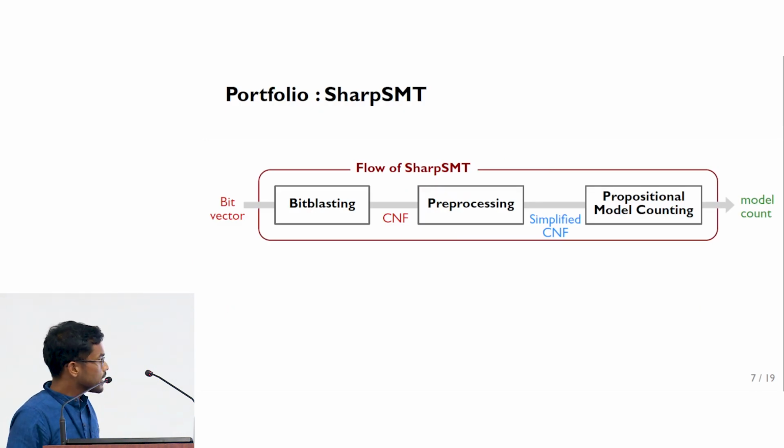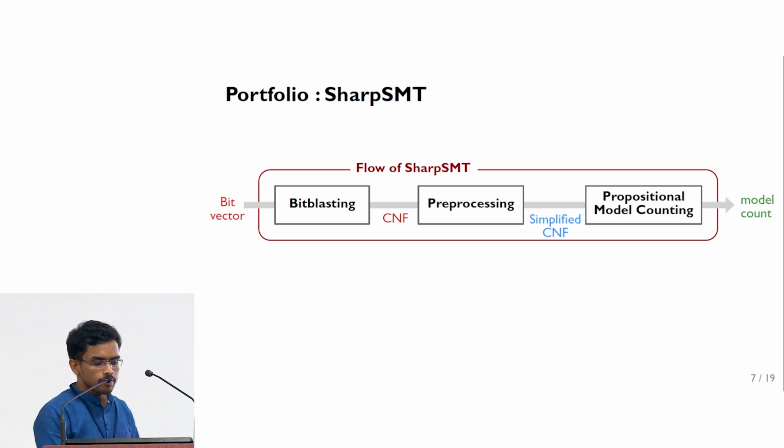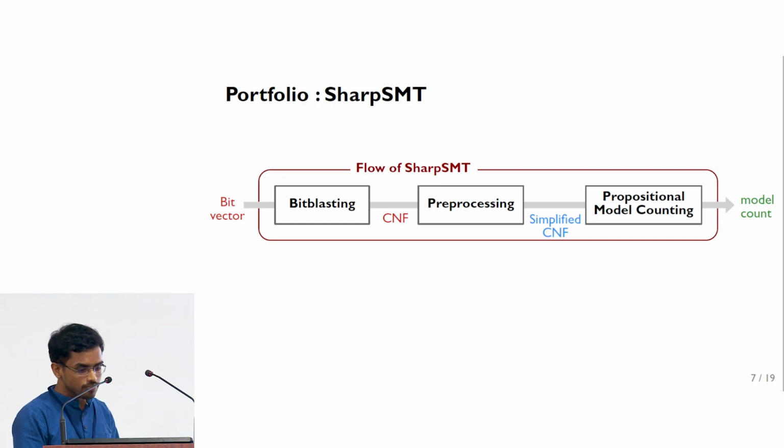It works in this way: given a bit vector formula, it uses some bit blasting technique to convert it to CNF. Then it uses some preprocessors to simplify that CNF. Now, to count that simplified CNF, SARP SMT uses a propositional model counter. There are many techniques available for each of these steps, so I'll be talking very shortly about all of them.